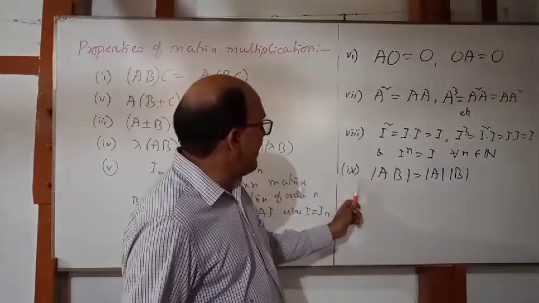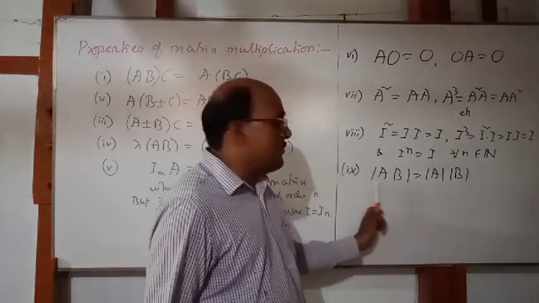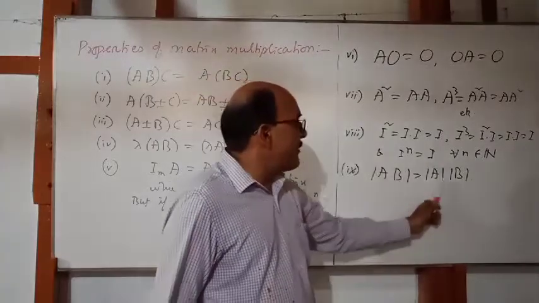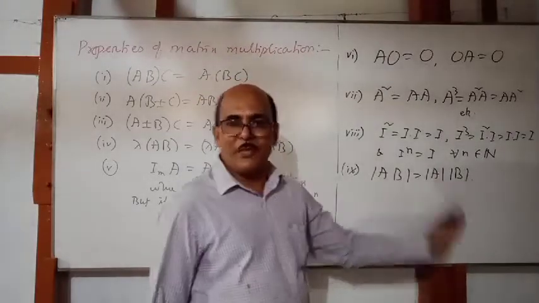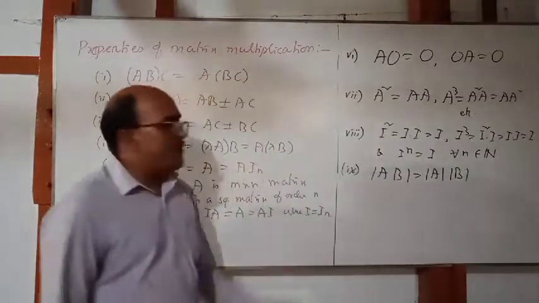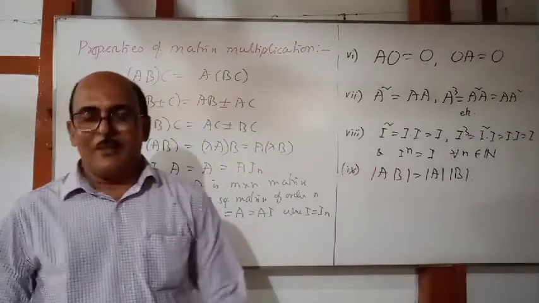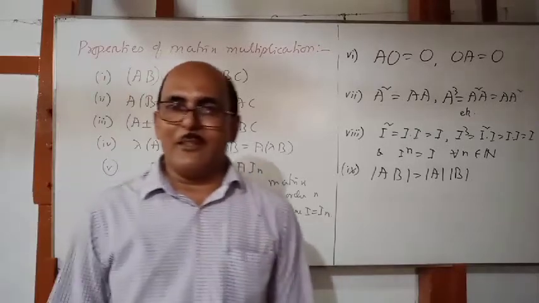And the last one is, this is not mod AB, this is the determinant of the product A and B is equal to the determinant of A into the determinant of B. So these are the properties of matrix multiplication, and examples you will get in the PDF. Nicely I have explained also, and thank you for today.